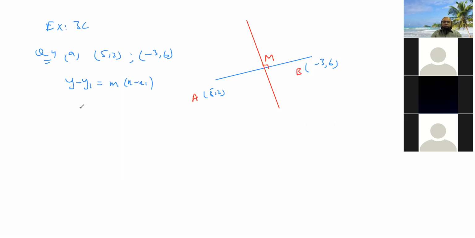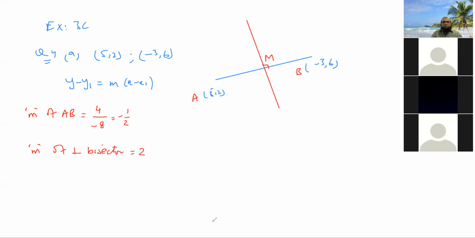So first thing is a gradient. You can say that M of AB. If you name them, that will ease your working. M of AB is going to be 6 minus 2, that is 4, over minus 3 minus 5, that is minus 8. So this gradient is minus half. So what will be the gradient of the perpendicular bisector? Yes? +2. That will be the negative reciprocal of minus half, which is going to be 2.